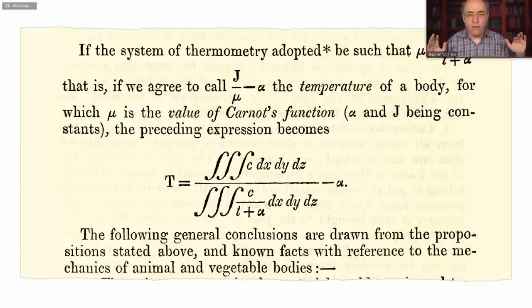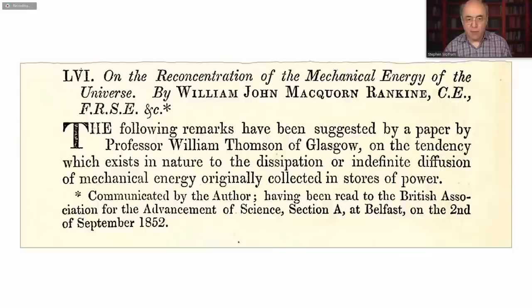Well, within a few months, Kelvin's colleague, a chap called William Rankine, after whom another temperature scale is named, the Fahrenheit analog of the Kelvin scale of temperature, Rankine had been involved with the first law of thermodynamics, but he is trying to save the world for humans and others by coming up with a hypothesis on the reconcentration of mechanical energy of the universe, by William John Macquorn Rankine.